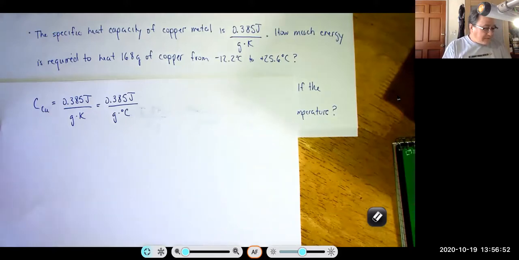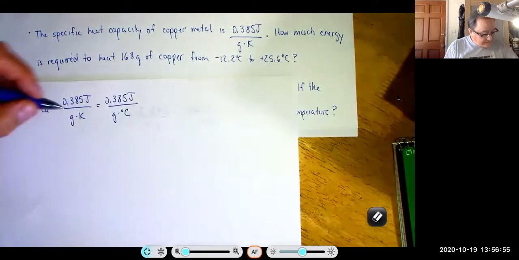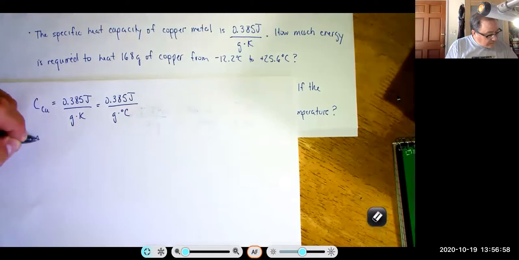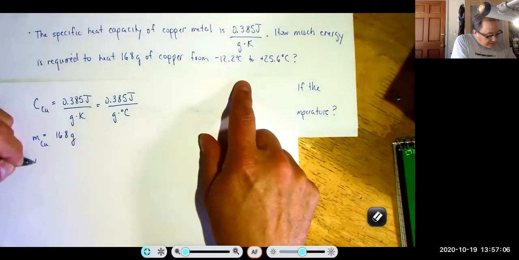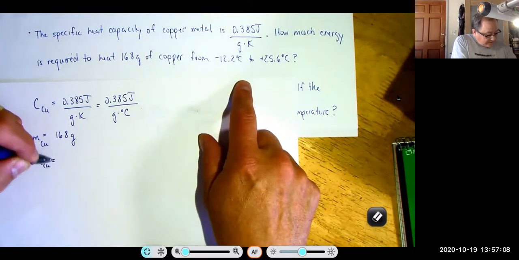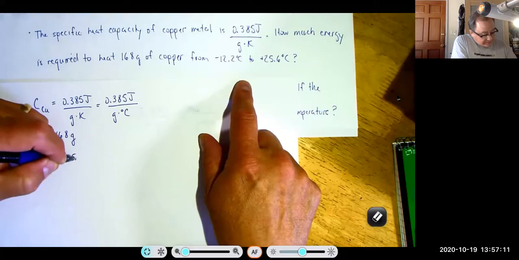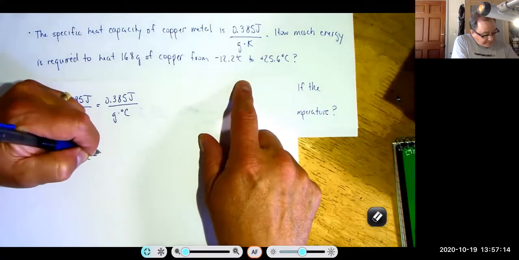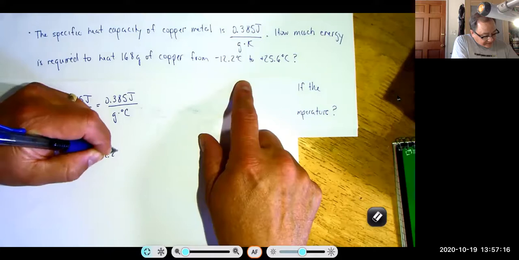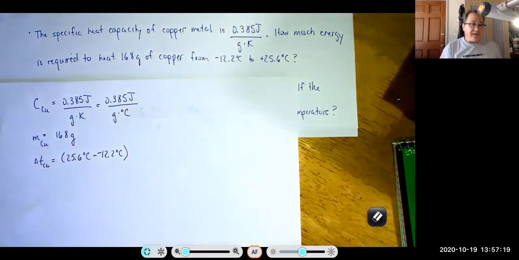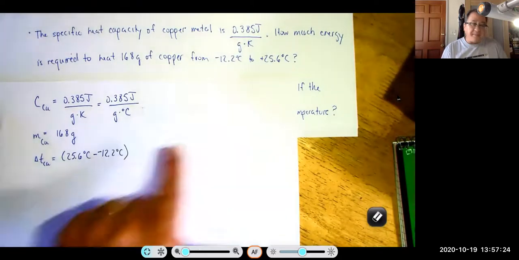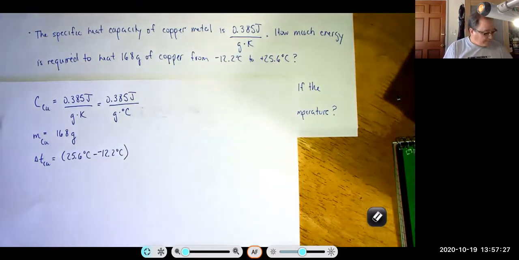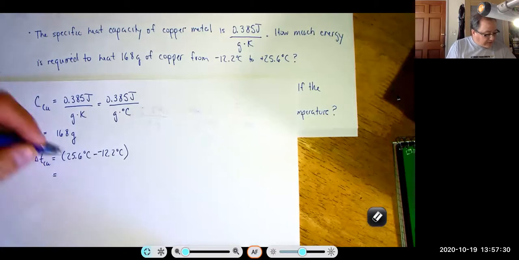We have here that the mass of the copper is 168 grams. And lastly, we have the change in temp of the copper is going to be 25.6 degrees Celsius minus negative 12.2 degrees Celsius. So here we have to be careful. Remember, for a change in temp, it's final minus initial. If the initial is negative, then it's going to be minus a minus. Okay? So if we add this all up, the change in temp is going to be what?